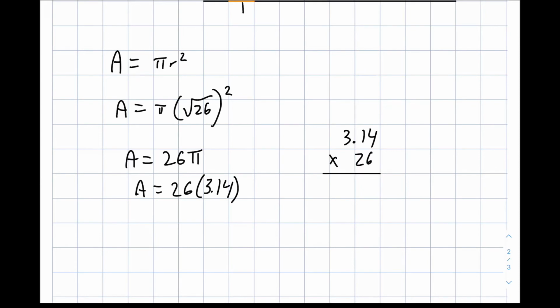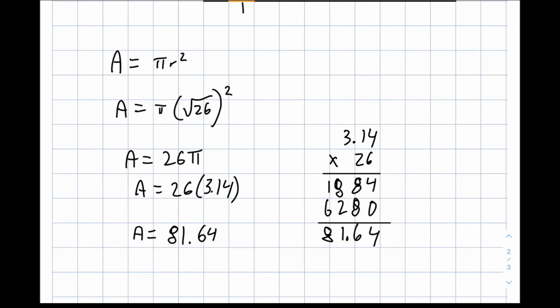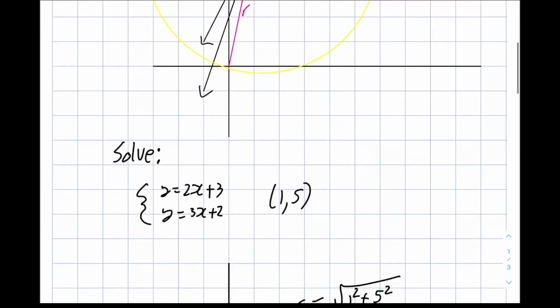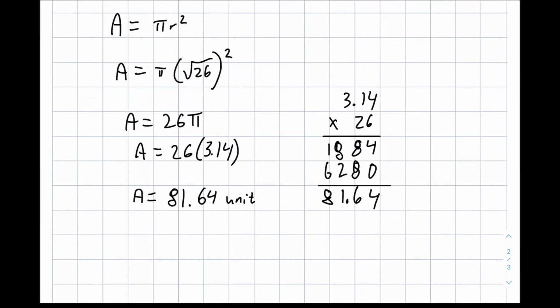So 6 times 4 is 24. 6 times 1 plus 2 is 8. 6 times 3 is 18. 2 times 4. Let's see there. It's not bad. So 81. So the area of the circle is approximately 81.64. And what units did it say these were? Doesn't say. So square units, whatever they are. And that's it.